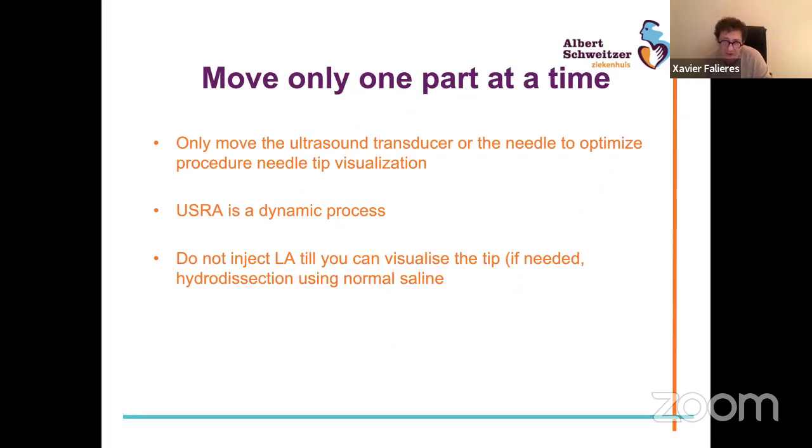Only one move at one time. Don't do all movements at the same time, because then you don't know anymore what you're doing. So you move the ultrasound, the solution, the needle, to optimize the procedure and to visualize the tip of the needle. It is a dynamic process. You don't inject your local anesthetic till you can visualize the tip of the needle. And what I'm doing every day, I use hydrodissection with normal saline. Also in very difficult blocks, it will help you to see the needle.